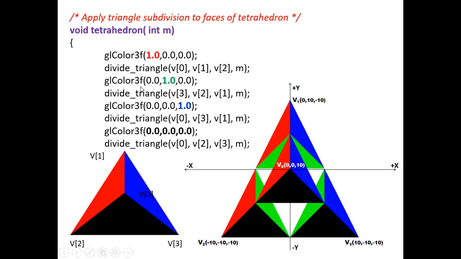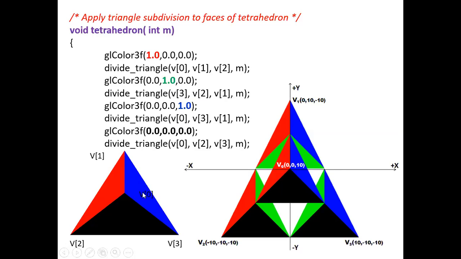Next, glColor3f. Which color have I selected here? RGB, right? One more color, which is green. The green color is selected for divide triangle. I'll be calling it for the vertices V3, V2, V1. That means my bottom face will be in green color. So V3, V2, V1, comma, M.